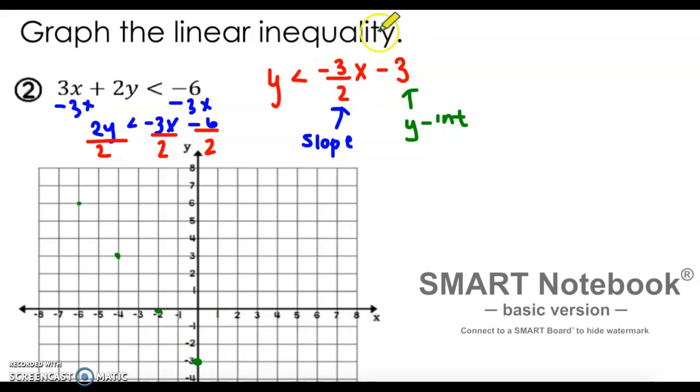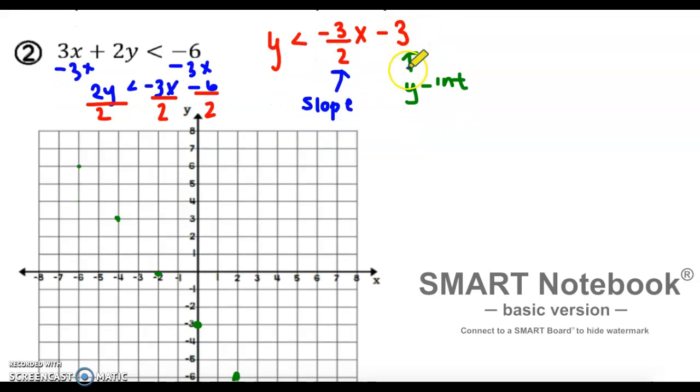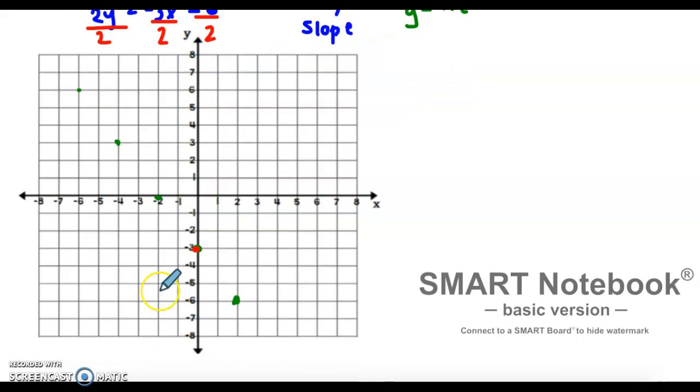From looking at our inequality here, we know that the y-intercept is -3. That is where our graph will cross the y-axis. So we can take that and plot it on our graph. And then the slope is -3/2. So we know our line is going to go downhill from left to right. So from that y-intercept, you can go down 3, right 2.